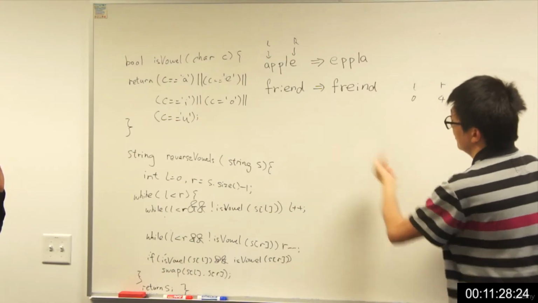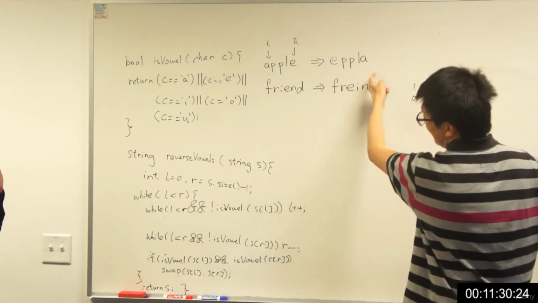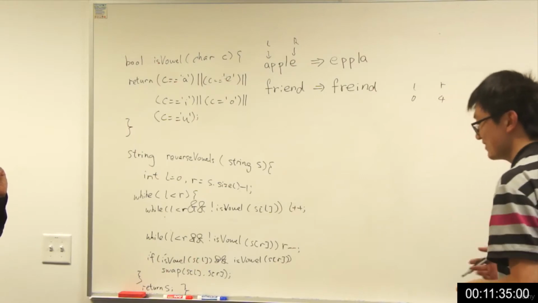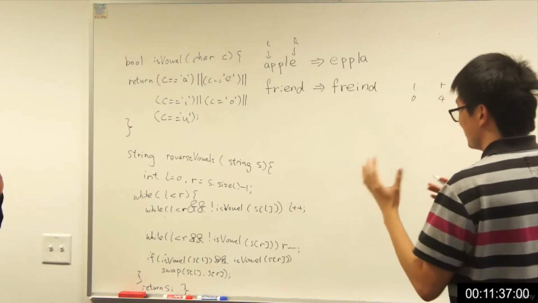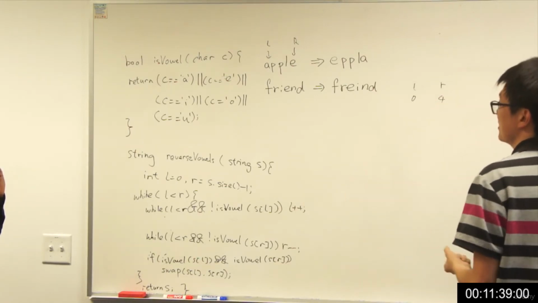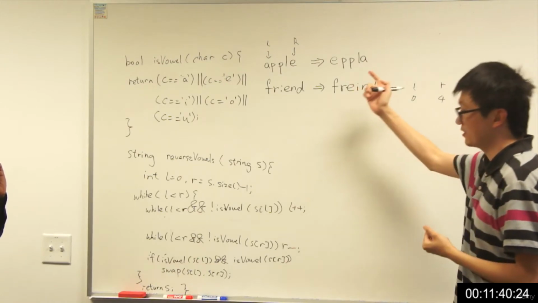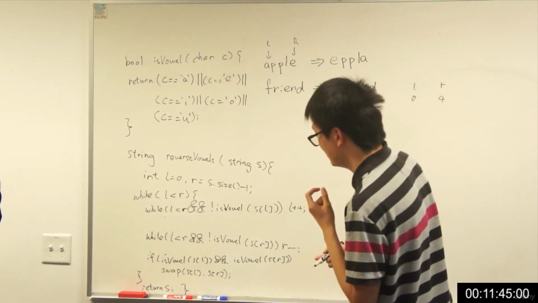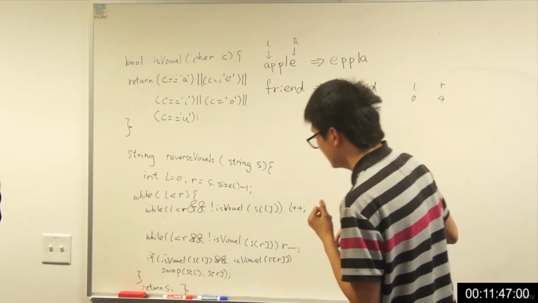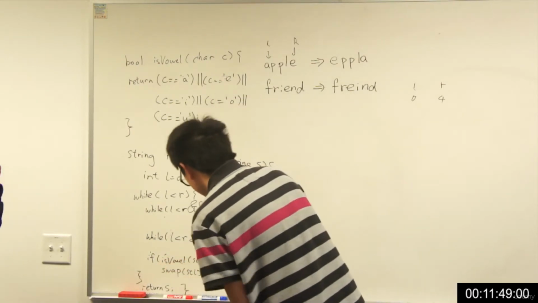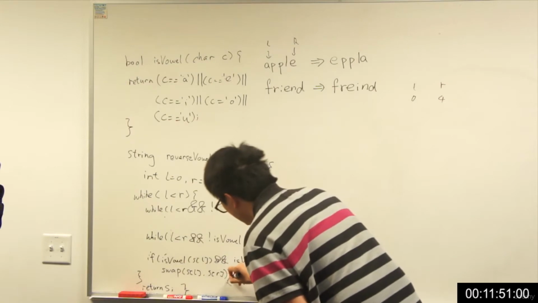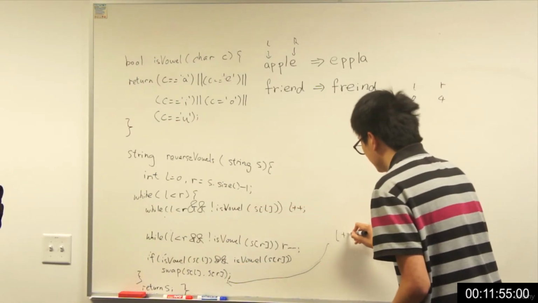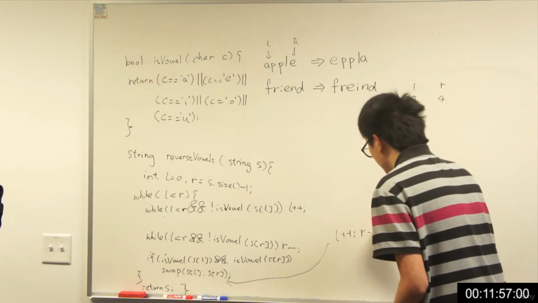And the string becomes EPPLA. After swapping, I still need to increase L and decrease R, because otherwise it's going to be stuck in the infinite loop over here. So what I'm going to do is, after swapping, add a line here. After the if condition, simply do L plus plus, R minus minus.